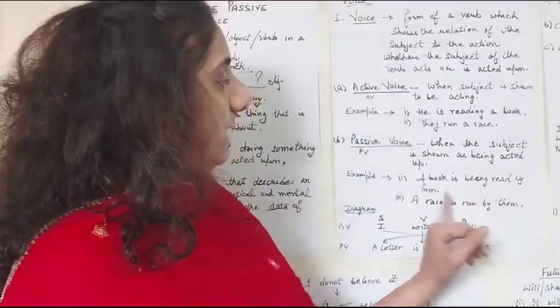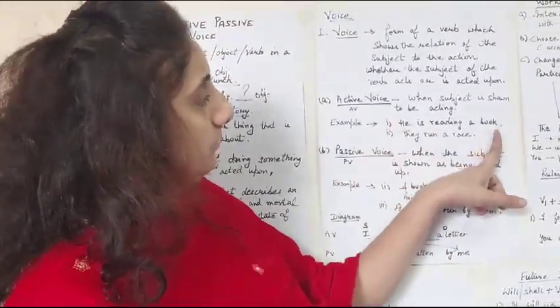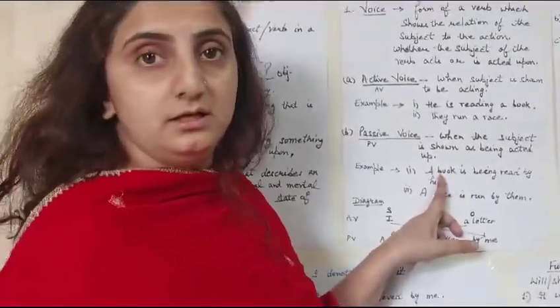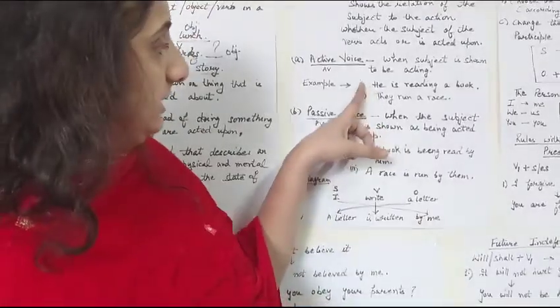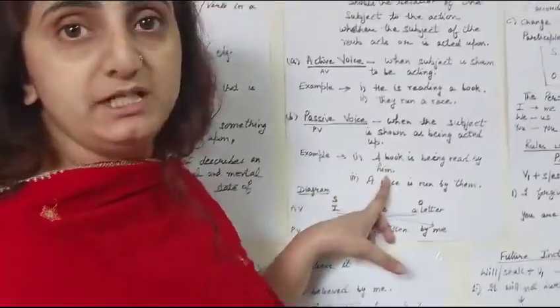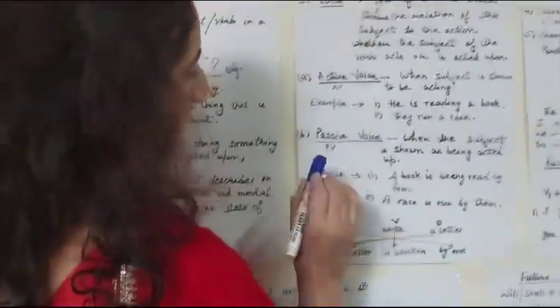A book is being read by him. So in the first sentence, he is reading a book. Book becomes the subject: a book is being read by him. So the subject he becomes the one being acted upon. That is why we have written "by him."